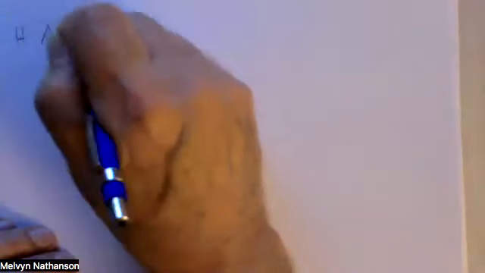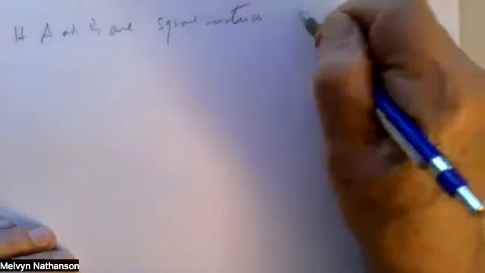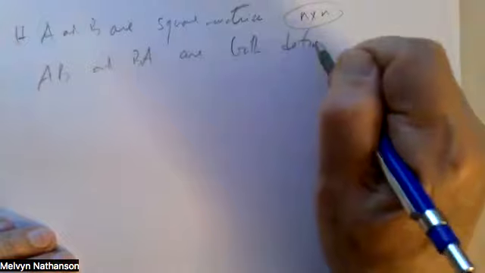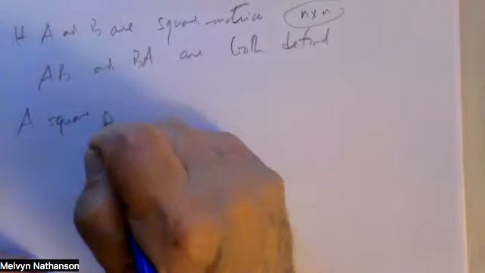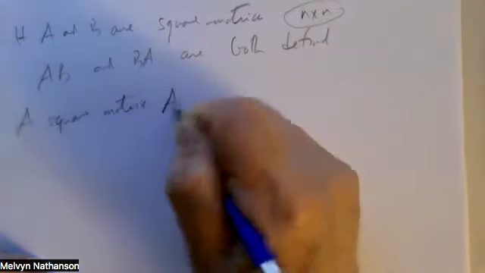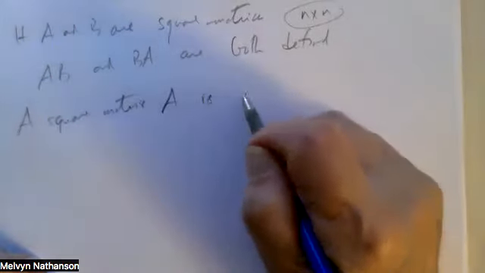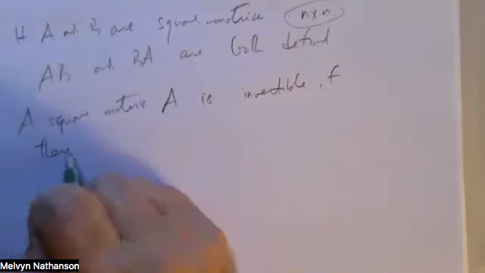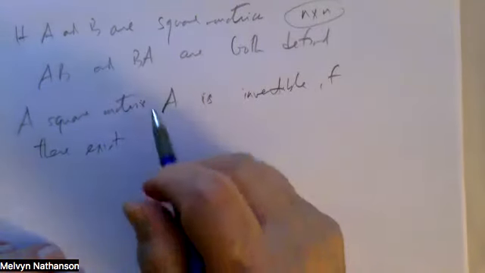If A and B are square matrices, n by n, number of rows equals the number of columns, AB and BA are both defined. And a square matrix A is said to be invertible if there exists a square matrix B, n by n.